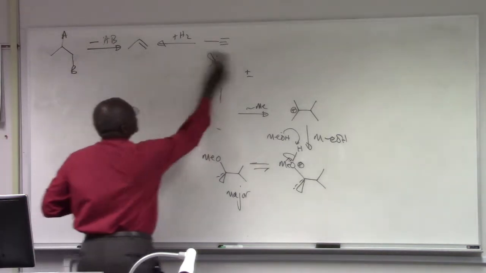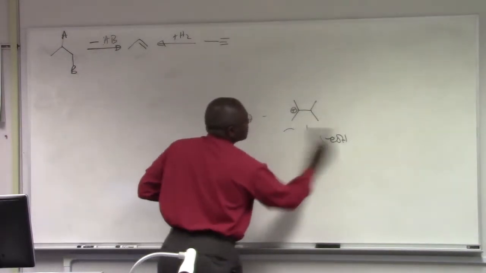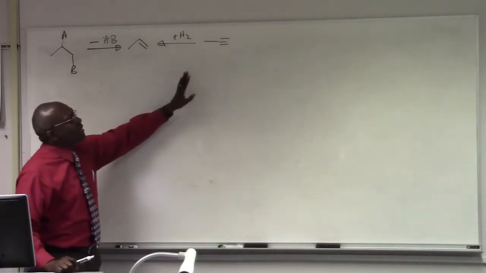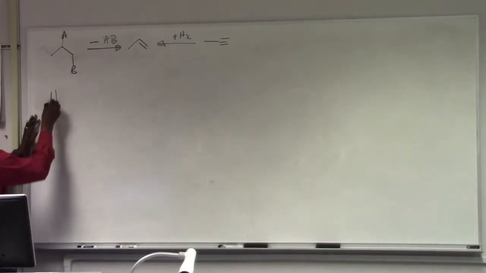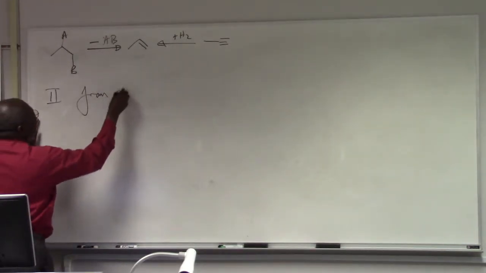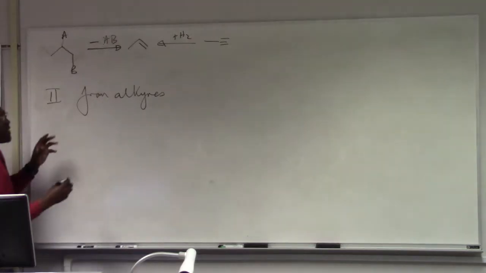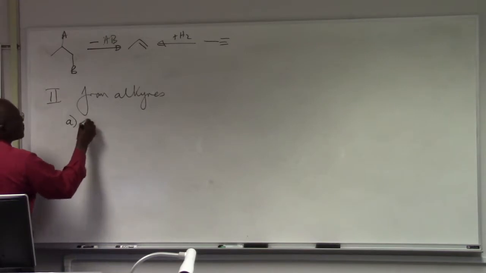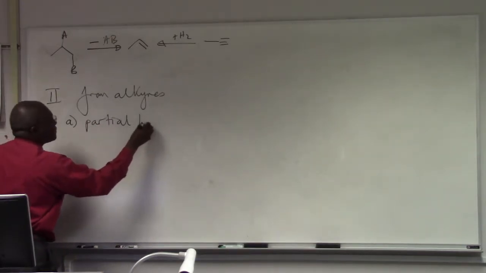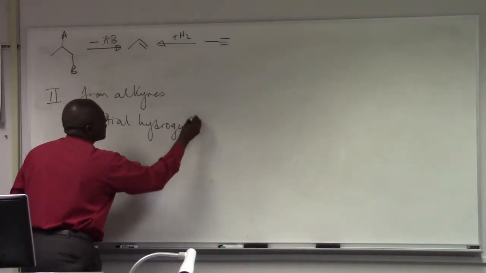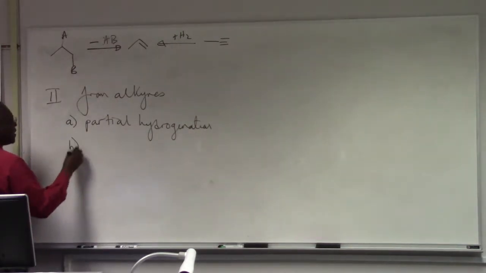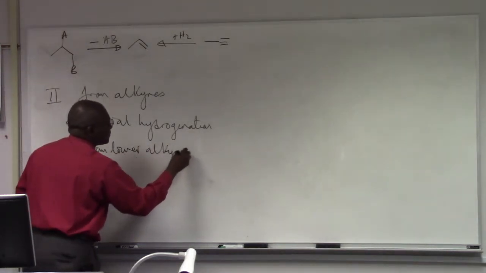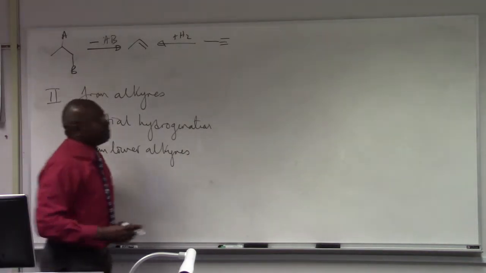Okay, so we've explored the preparation of the alkenes by elimination. What we want to do now is to prepare alkenes from alkynes. So our second big topic, 2, is from alkynes. And we're going to subdivide this into 2 types. One is, let's go to A, partial hydrogenation. And then B would be from lower alkynes. So let's do the first one.